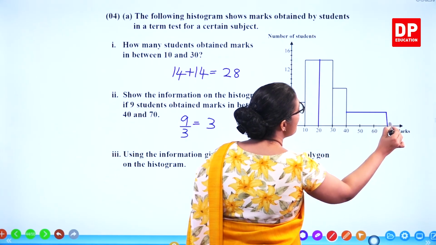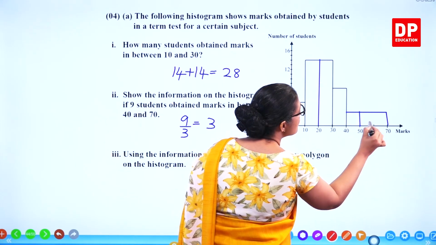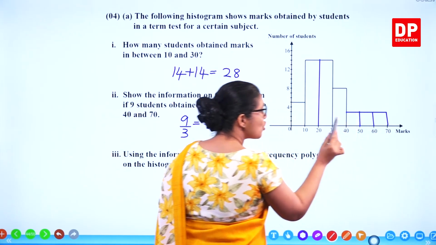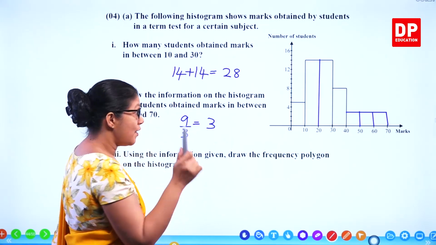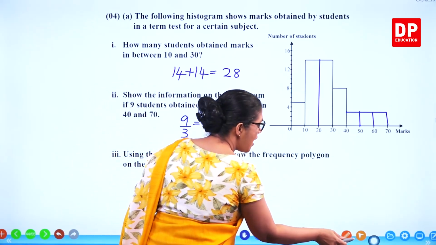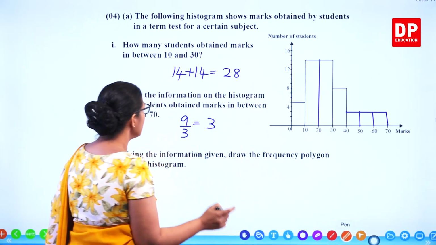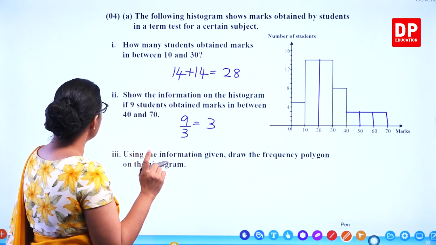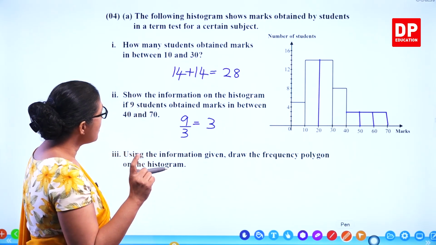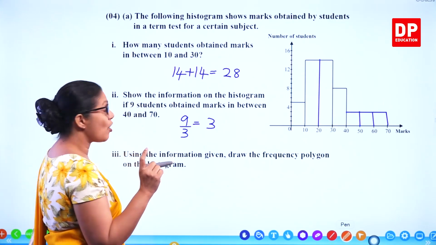So this is the bar. So we can divide this one equally. Each bar consists of 3. 3, 3, 3, altogether 9 students. So that's the second part. Using the information given, draw the frequency polygon on the histogram.